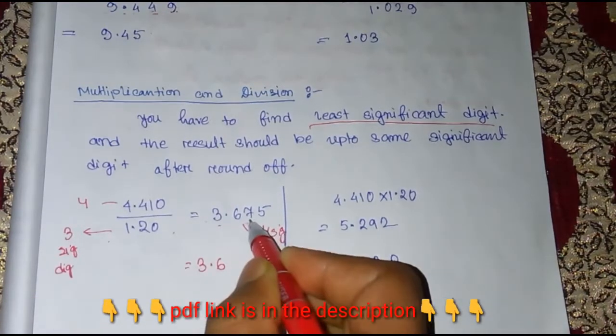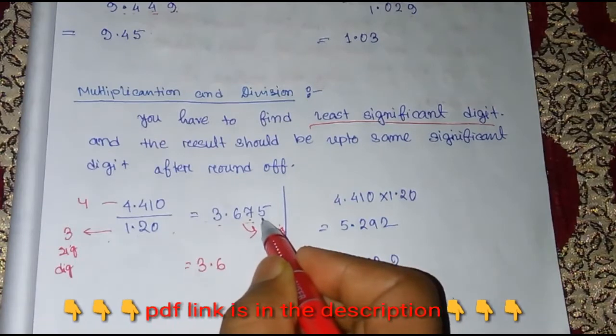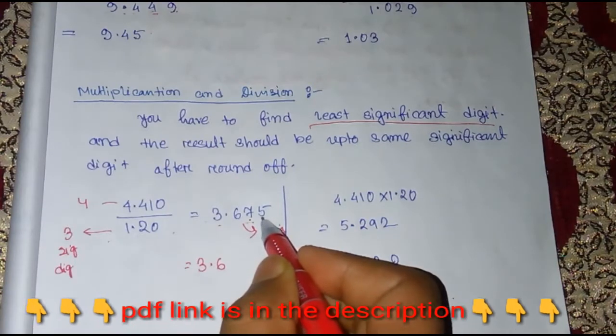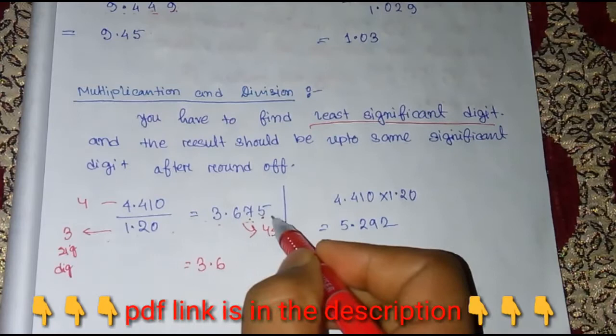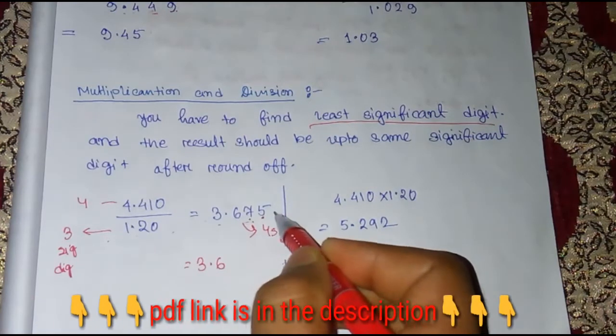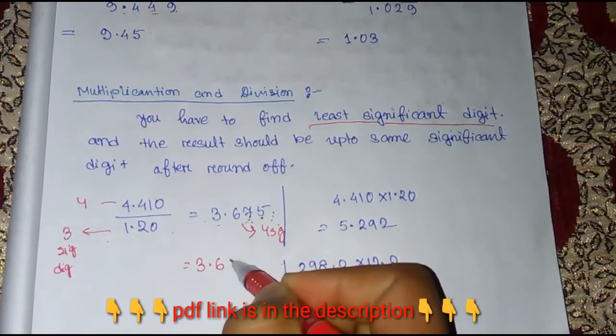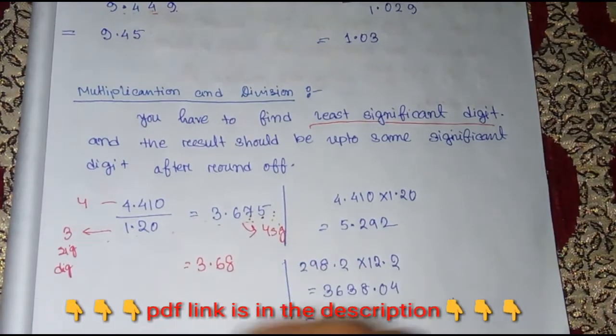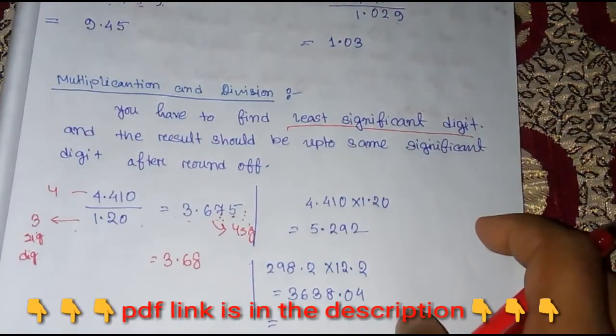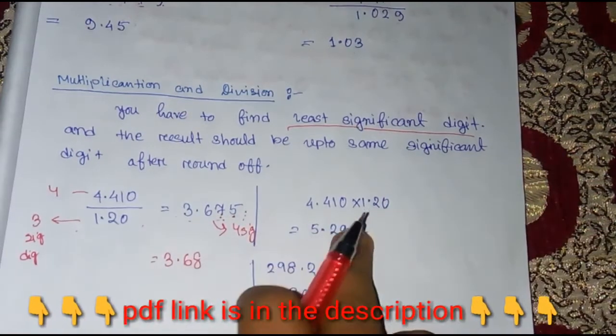So 3, 6, now 7, and the next number is equal to 5. So how to round off? Check the next number is 0, then check the previous number, it is odd. So we have to add 1. So it comes 3.68. This will be the value of the division.